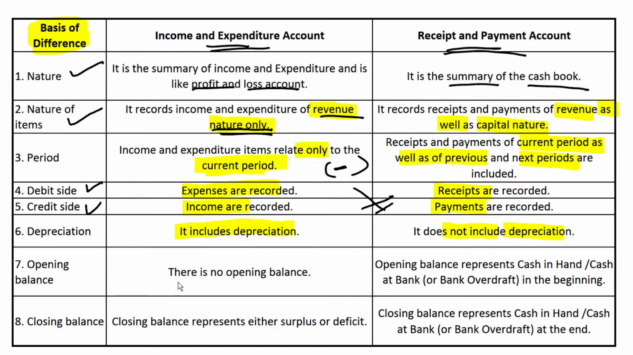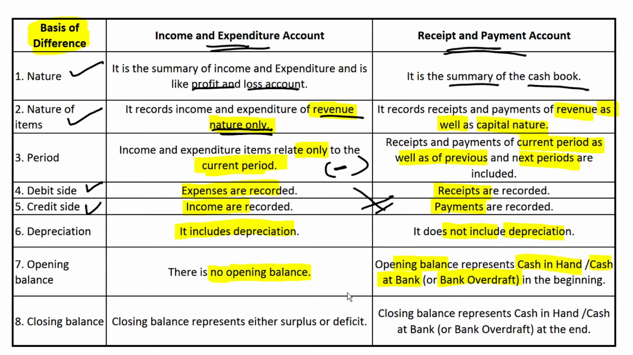Moving on to the next difference, that is how it starts and how it ends, that is opening balance and closing balance. In income and expenditure account, opening balance is nothing. They won't start with an opening balance, whereas receipts and payment account starts with opening balance such as cash in hand, cash at bank or bank overdraft.